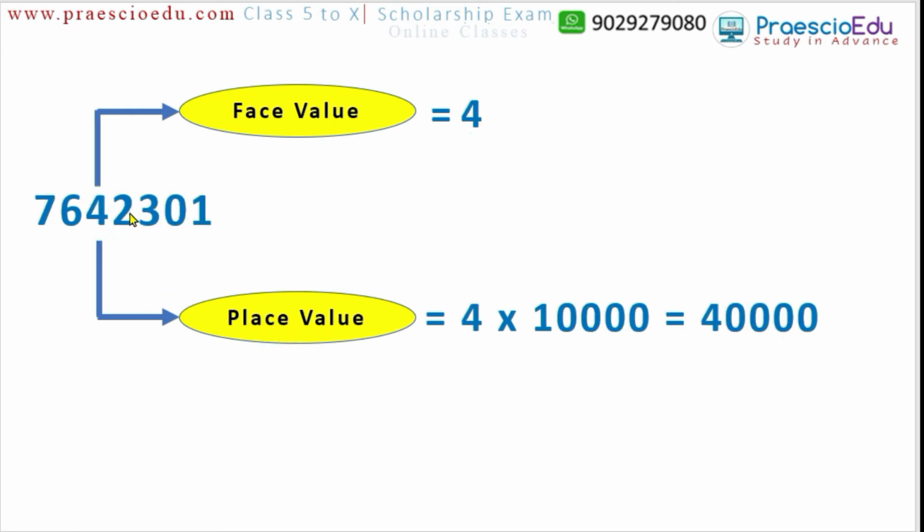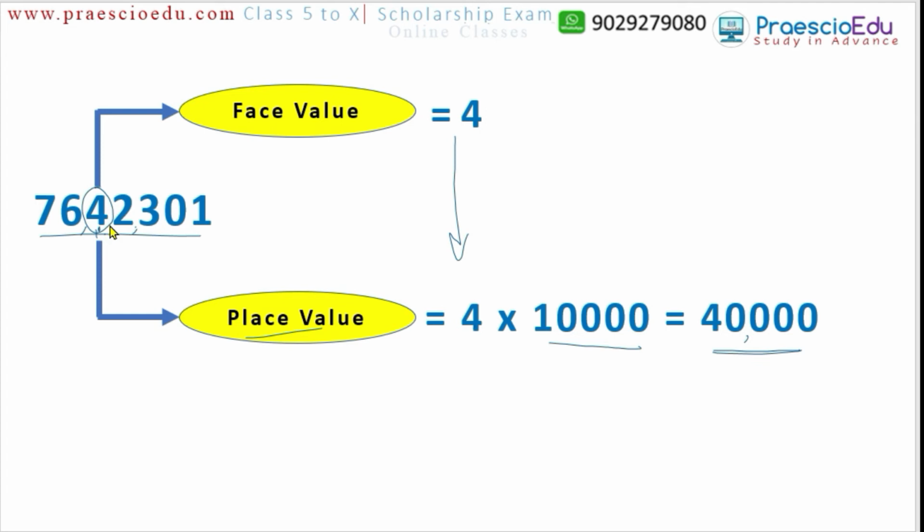Now in another example, 76 lakh 42,000, we are going to look at the digit 4. The digit 4 is the face value, and this 4 in the complete number is at the 10,000's position, so we multiply 10,000 by this face value. So this is the face value, the digit, and the result is 40,000. So 40,000 is the place value of that particular digit 4, or face value's position.